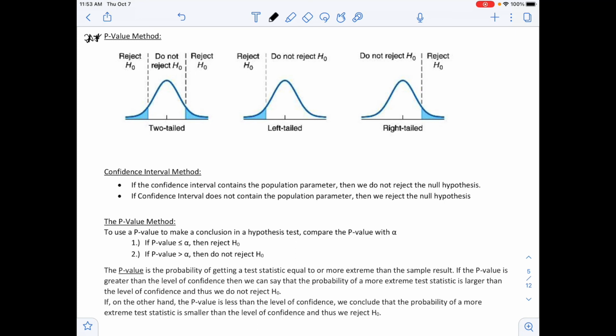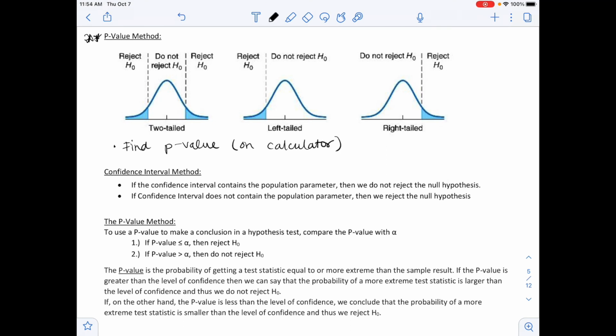So we have a couple steps here, and the first thing that we're going to do is find our p-value, and this is going to be done on the calculator.